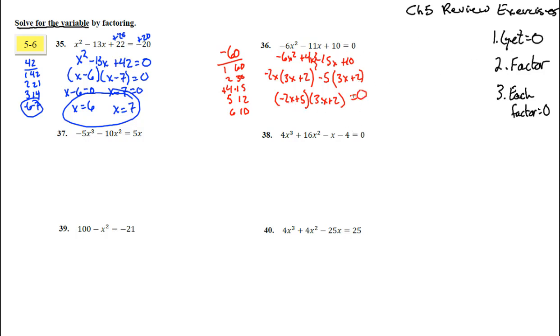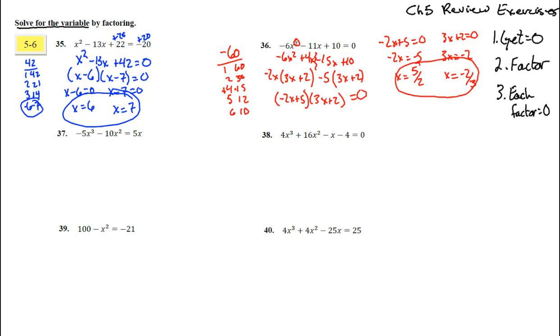So now we have two equations to work with. We get negative 2x plus 5 equals 0. So we're setting each factor equal to 0 and solving it. So we get negative 2x equals negative 5. And then divide by negative 2, x equals positive 5 halves. And the other one, 3x plus 2 equals 0. Subtract 2, we get 3x equals negative 2. Divide by 3, and we get x equals negative 2 thirds. Excellent. Those are the two answers for number 36. And notice that matches the degree of the polynomial, two answers.